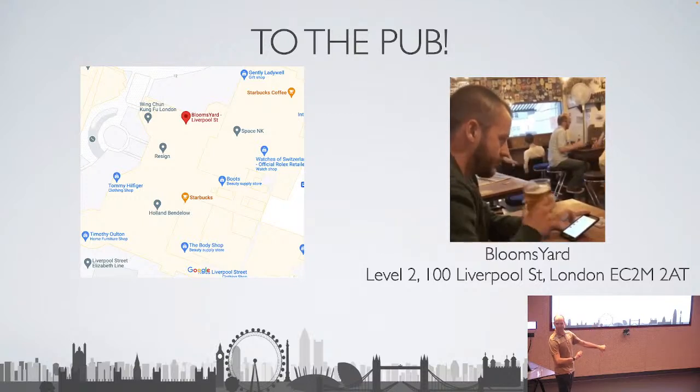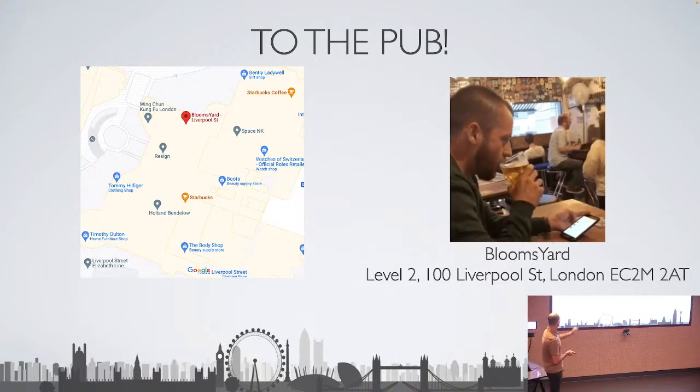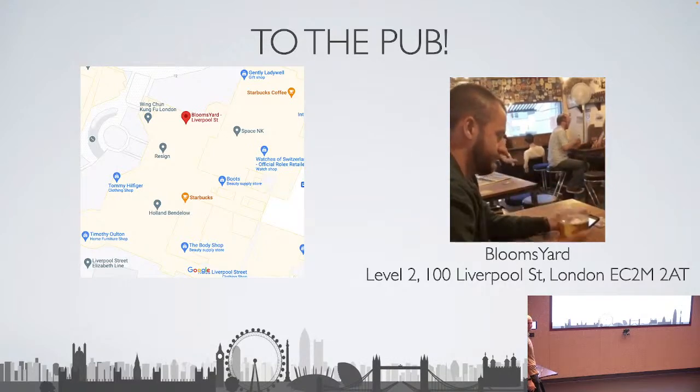That's upstairs, but other upstairs. So that's the big bar in the lobby area, where you all came in. There's a bar called Bloom's Yard. So if you come out of the main door, look left, go straight there. In case you get stuck, we have got a map. We are standing now just there. Level 2.